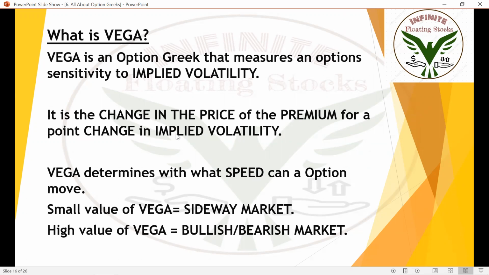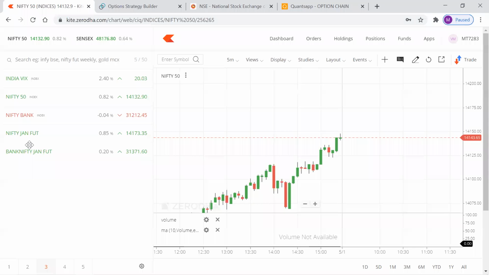Let's look at the value of VIX. See, this is India VIX. India VIX is nothing but volatility. It tells with how much speed Indian markets can move. People also call it implied volatility, or in option Greeks, they call it Vega. So it's pretty similar. If the value of Vega is high, the market will move with high speed upward or downward. If the value of VIX is low, then the market will move sideways.